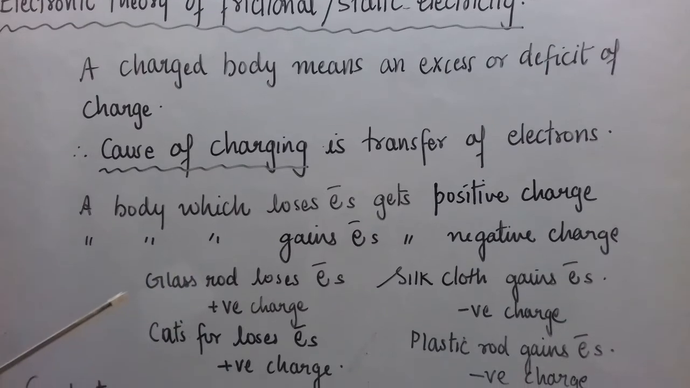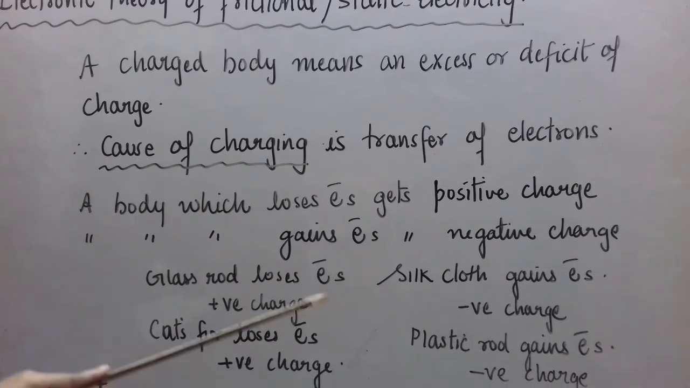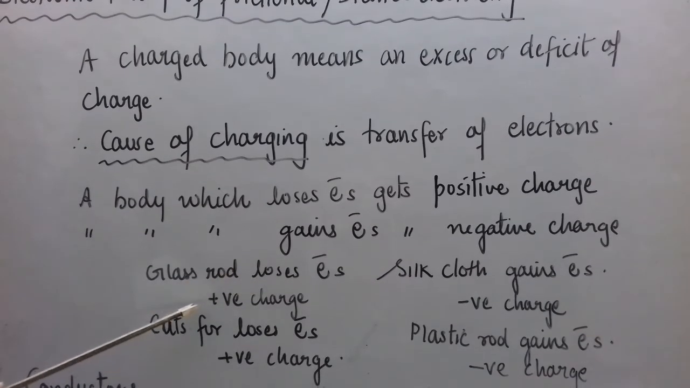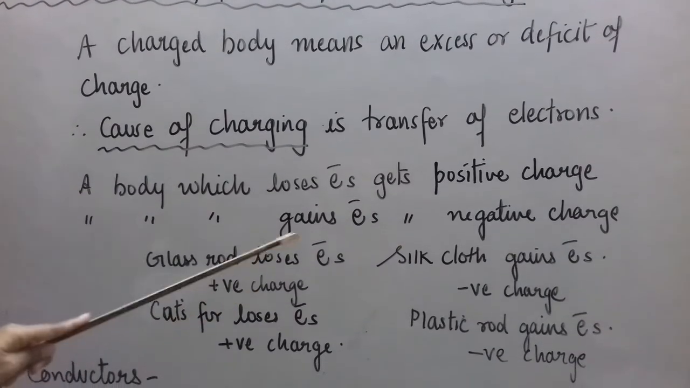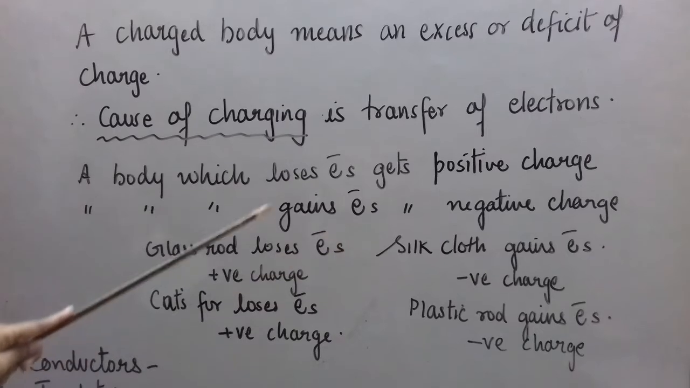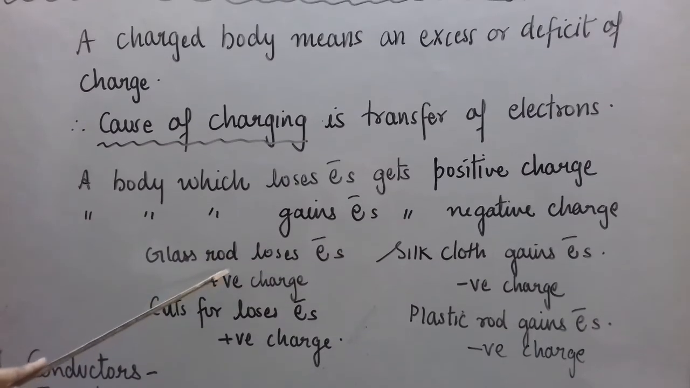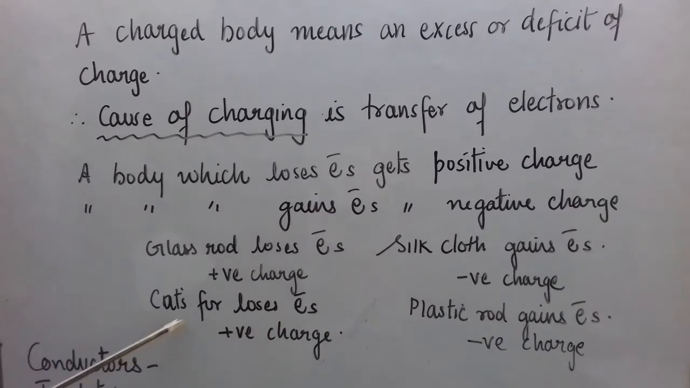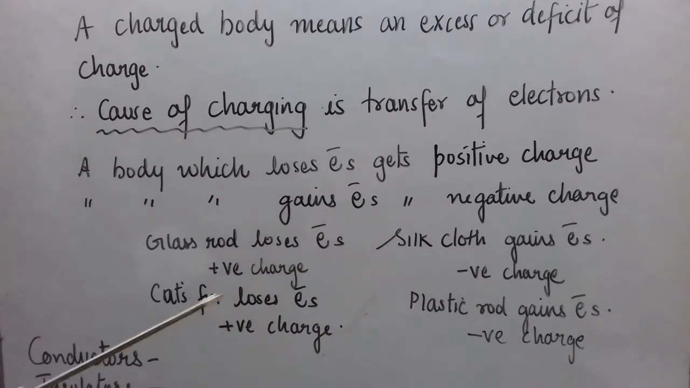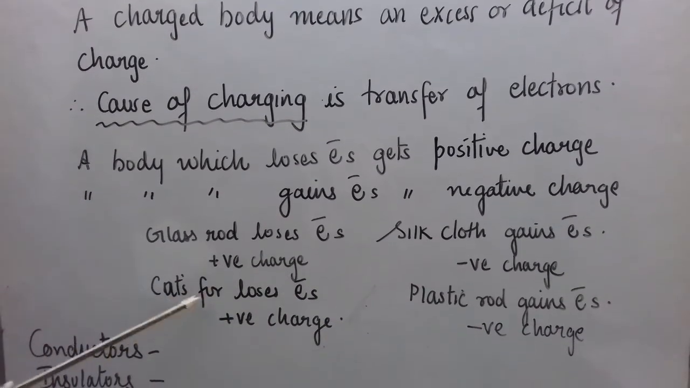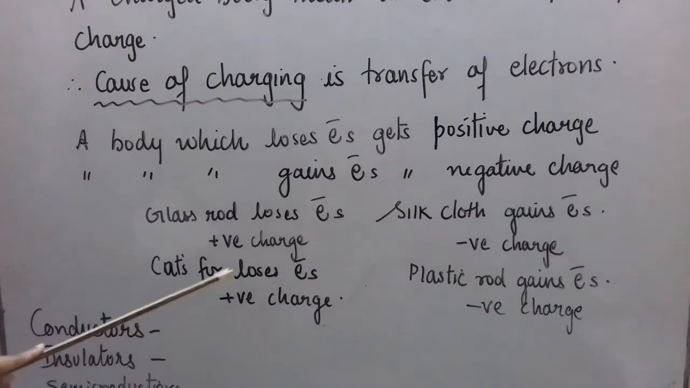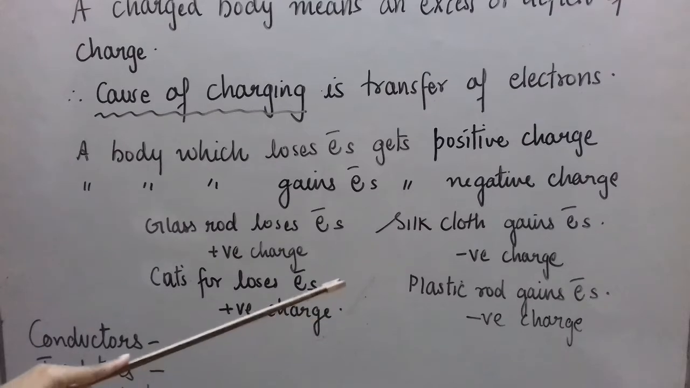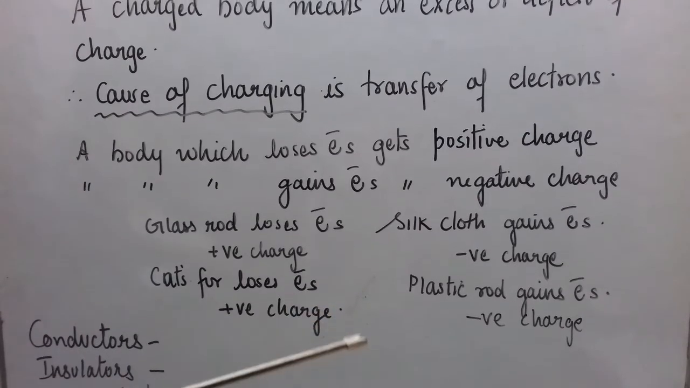In the combination of glass rod and silk cloth, it is found that the glass rod loses electrons and becomes positively charged, and the silk cloth gains those electrons lost by the glass rod, and so it becomes negatively charged. In the combination of plastic rod and cat's fur, it's the cat's fur which loses electrons, so it becomes positively charged, and the plastic rod which gains electrons becomes negatively charged.